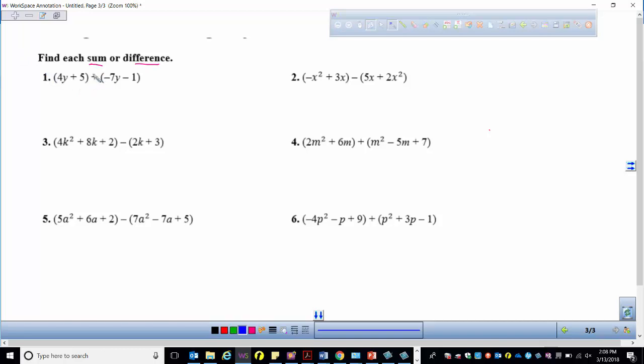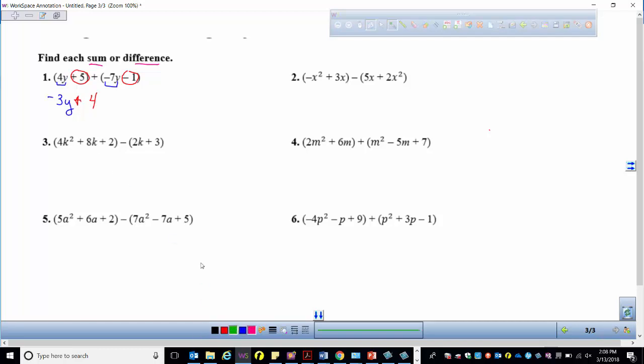It's adding, so it makes it easier if it's adding. So I have a 4y, and I have a negative 7y. So 4 plus negative 7 gives me negative 3y. And then I have a 5 and plus negative 1. So 5 plus a negative 1 gives me a positive 4. So since it's positive, it's going to be plus. So we're adding our like terms.